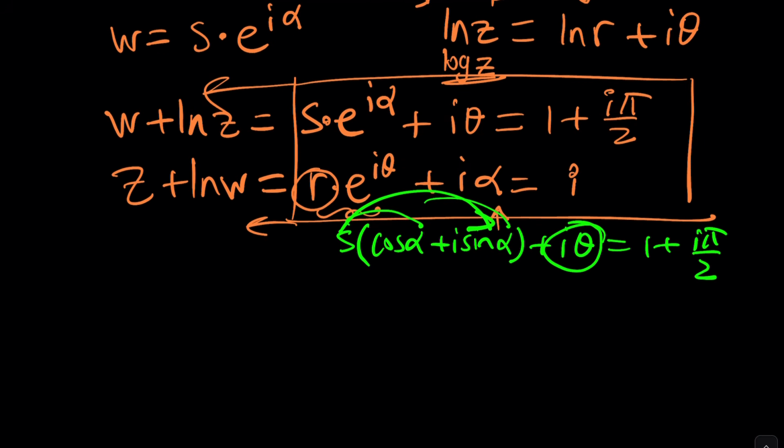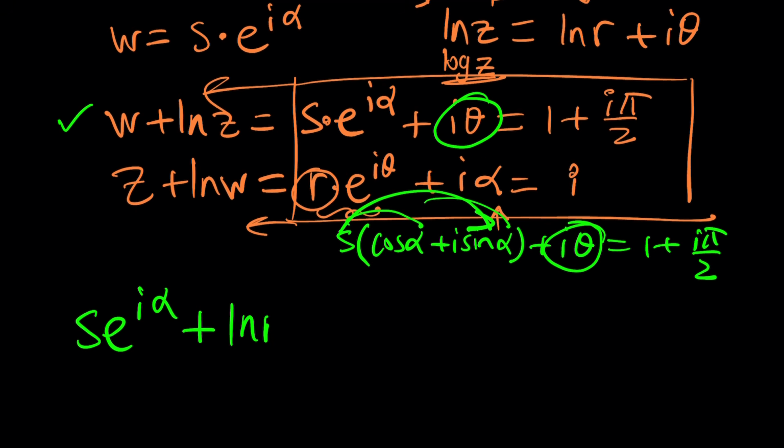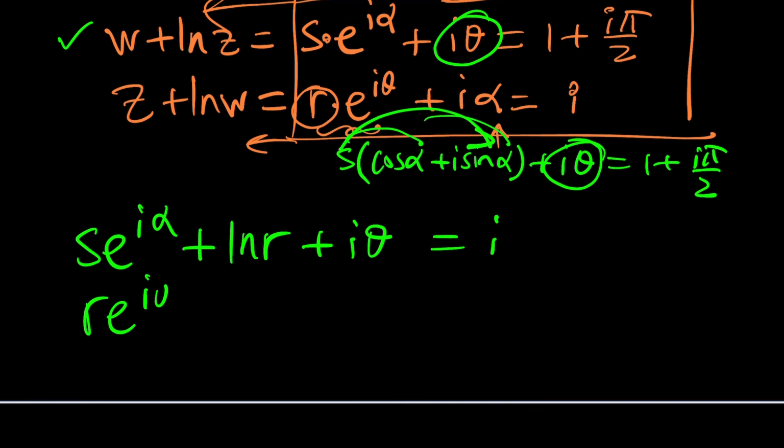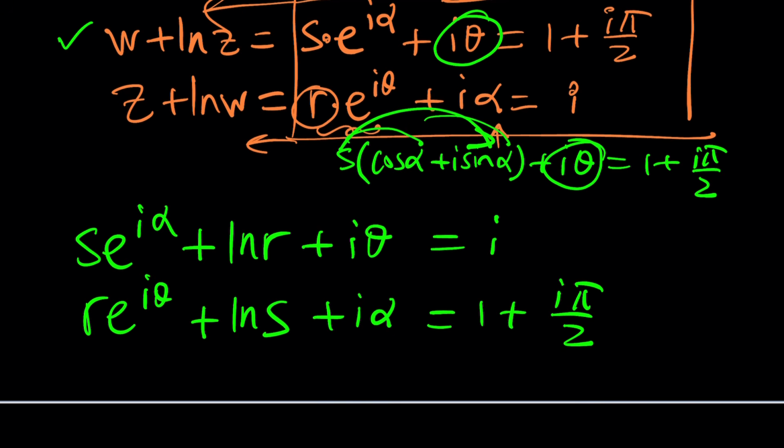So let's start with the first one. I think that's what is kind of confusing. So for w, we have s e^{iα} plus ln z, which is actually going to be ln r plus iθ. This is the part that I forgot, okay? And this is equal to i. And then for the first one, r e^{iθ} plus ln s. This was the missing term. And this is equal to 1 plus iπ/2. Did I get that right? Hopefully.